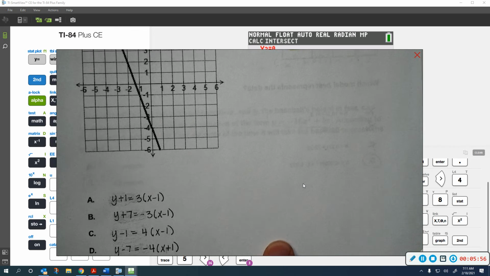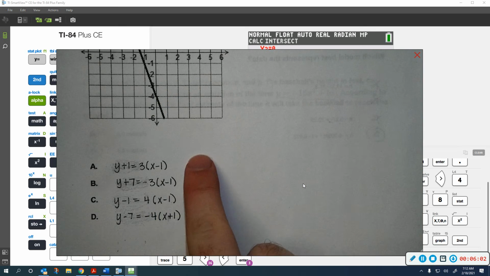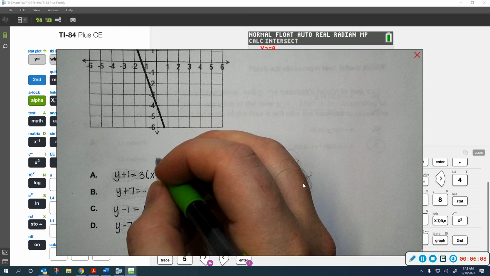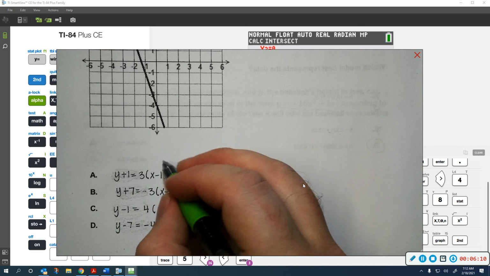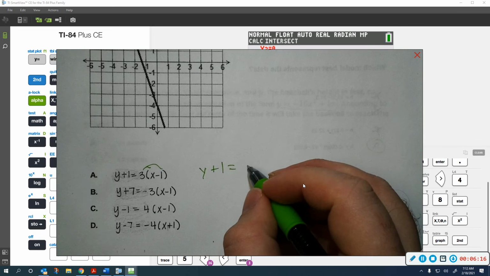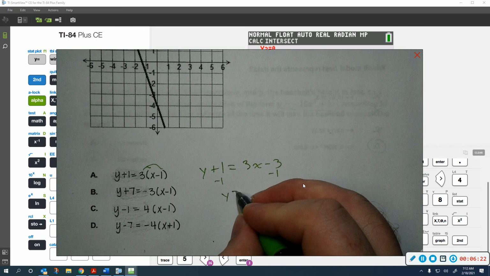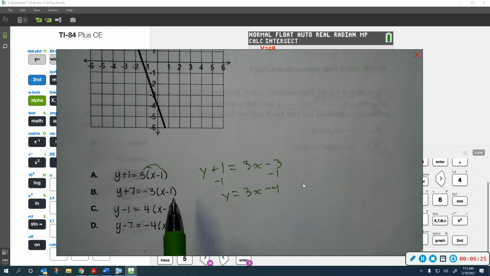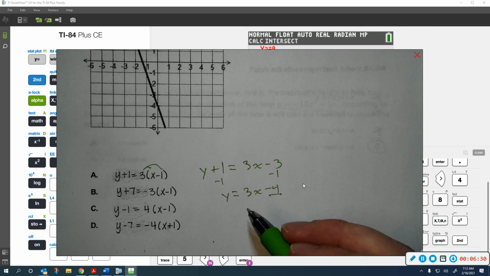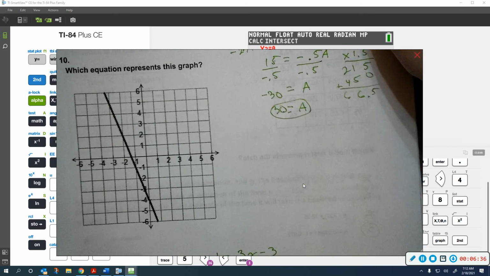All right, the last one says, which equation represents this graph? Now, we have several equations here. None of them are in y equals form. So let's change them all into y equals. All we have to do is distribute and move. So distribute this. So I got y plus 1 equals 3x minus 3. So the first one is y equals 3x minus 4, which means it hits the y-axis at negative 4. The slope is positive 3. But going left to right, this slope is negative, so it cannot be A.